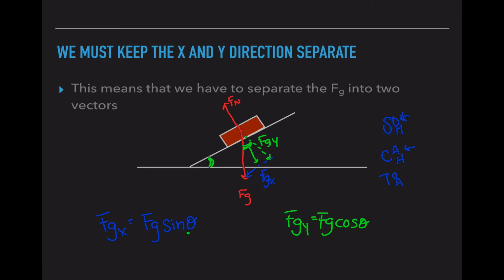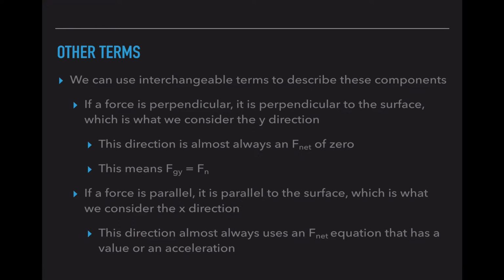So the issue with this is everything in the x direction in the past we've used cosine. Now that it's on an inclined plane, we do have to flip-flop our thinking. Think about the vectors in terms of opposite and adjacent, and you see that we need to use sine for the x direction and cosine for the y direction, even though it's different from the examples we've done in the past. So we can use interchangeable terms to describe these components.